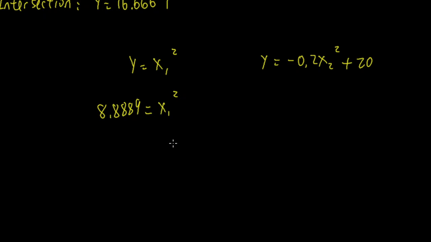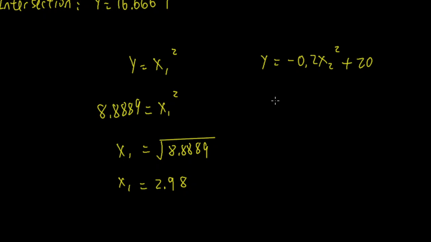So x1 squared is 8.8889, so x1 is the square root of 8.8889. What is that? Square root of 8.8889 is 2.98. Let's just keep it at 2 decimals.